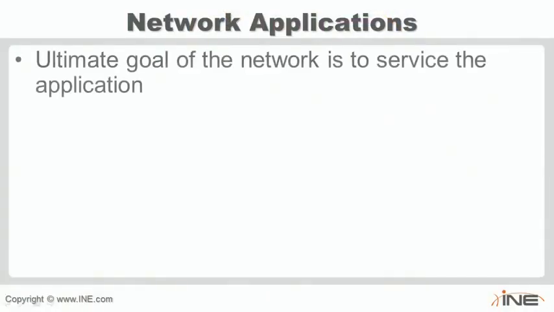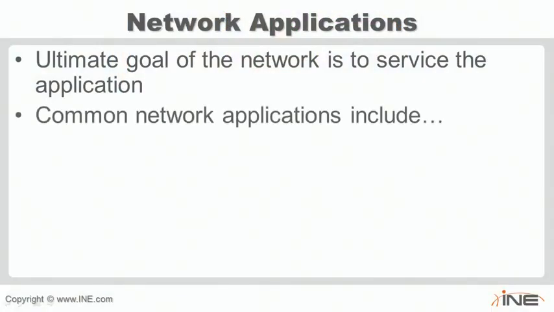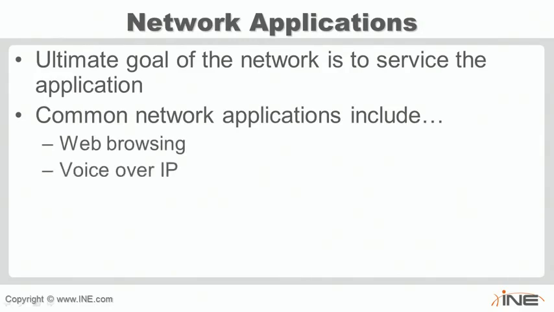So as I mentioned before, this is always our ultimate goal with the network, that there's some sort of application, whether it be web browsing or stock tickers for financial, that's going over the network, and we need to make sure that we're providing the correct level of service. So some of the common ones, I'm sure pretty much everyone's already familiar with them. Web browsing, IP telephony or voice over IP, which is making your phone calls over the data network as opposed to a separate voice network.